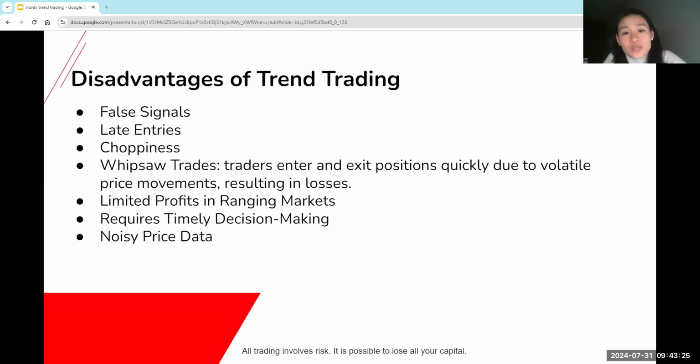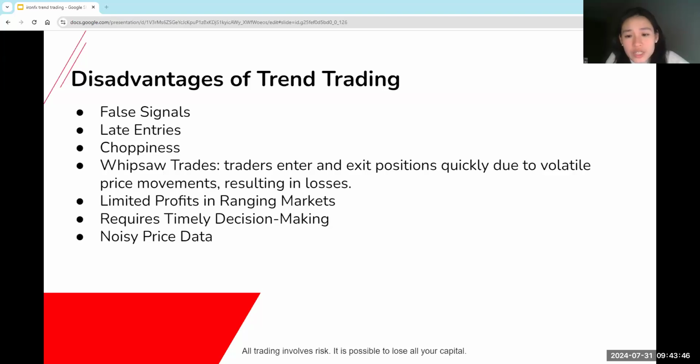Whipsaw trades. These are rapid changes in price direction, which can trigger whipsaw trades, where traders enter and exit positions quickly due to volatile price movements, resulting in losses. Limited profits in ranging markets.